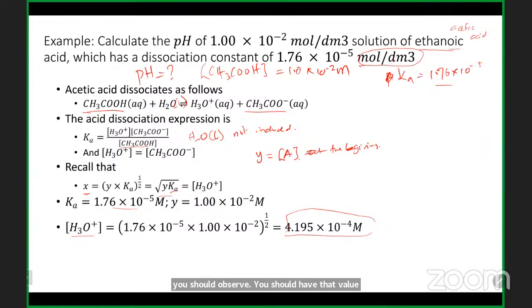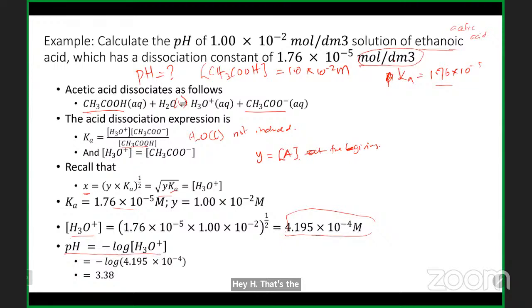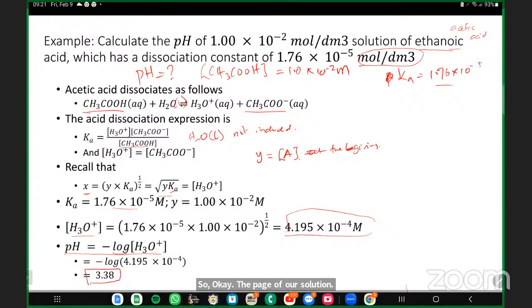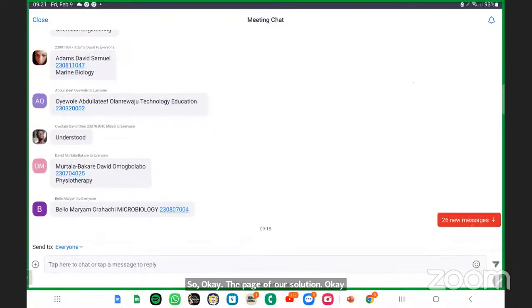pH, that's the formula for pH. pH is minus log. Log is logarithm. So if we substitute for H3O plus, the pH of our solution is given as this.